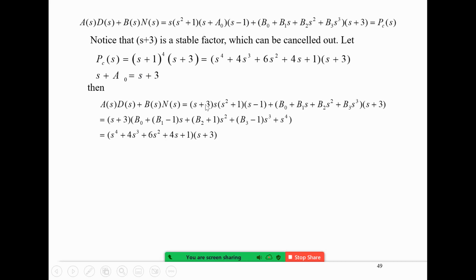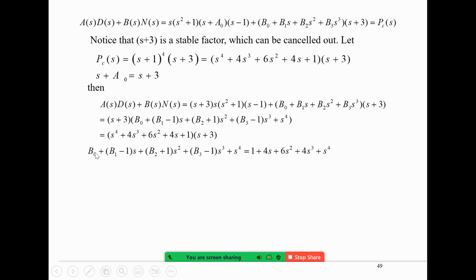Then we plug it in. Both of them have this common factor. We take it out, and then this polynomial is of degree 4, and there are 4 coefficients. The desired polynomial has a common factor S plus 3. But if you look at this polynomial, there are 4 coefficients to match, because the leading coefficient is automatically matched, 1 and 1. Therefore, you have 4 equations.